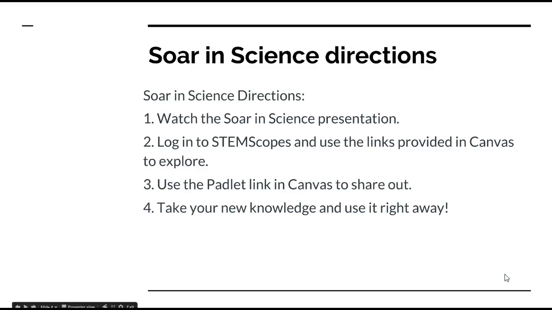So if you access this presentation via Canvas, you saw these instructions in Canvas, but I'll just go over them to help frame what we're doing here with this presentation. The first thing we'll do is just watch this presentation. I've got just a very brief voice of some things that I'd like to point out to you. Once the presentation's over, you're going to log into STEM Scopes and then use the links that are in Canvas under this module to explore. And that's going to be the bulk of this module, is you exploring and finding some connections that work for you and your students. The final piece is to use the Padlet link that's in Canvas to see what other teachers have said who've done this module, as well as share out one really good connection that you found during your exploration too. And then finally, just take your knowledge and use it right away.